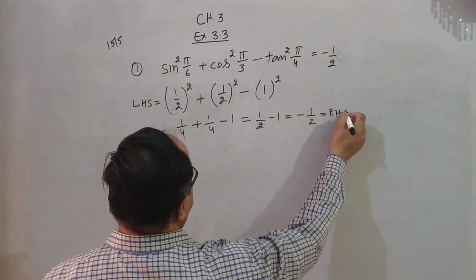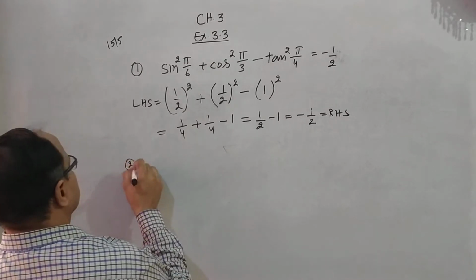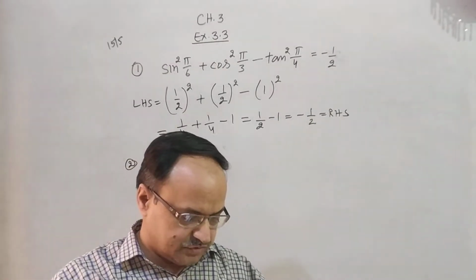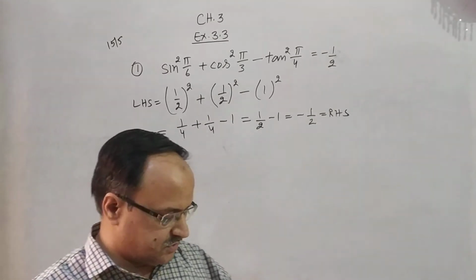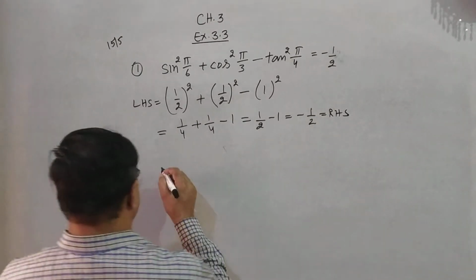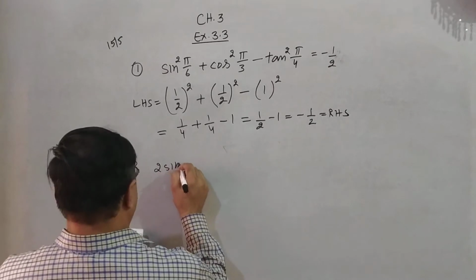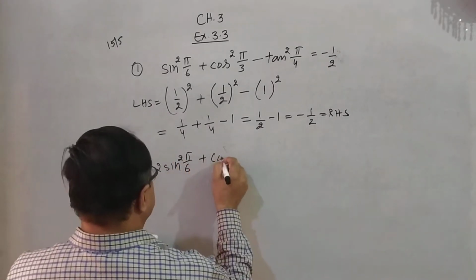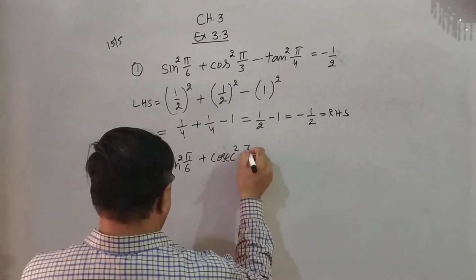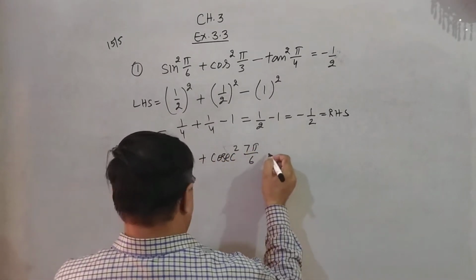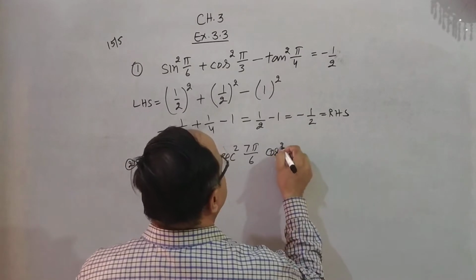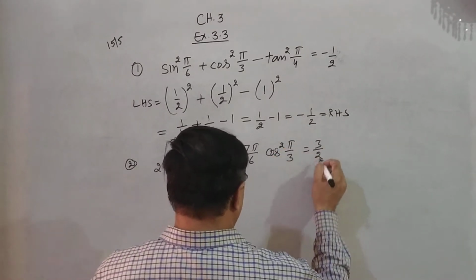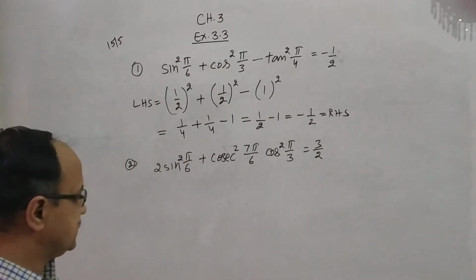Right hand side. This is question number 1. Just put the value. Similarly, question number 2. Question as it is: 2 sin square pi by 6 plus cosec square 7 pi by 6 cos square pi by 3 is equal to 3 by 2. We want to prove this.